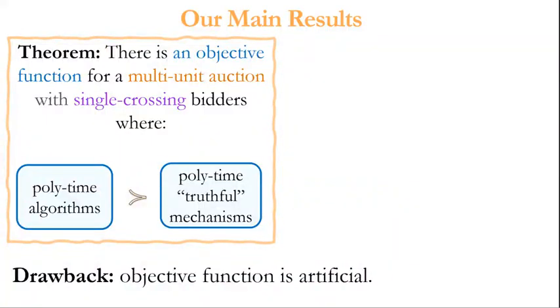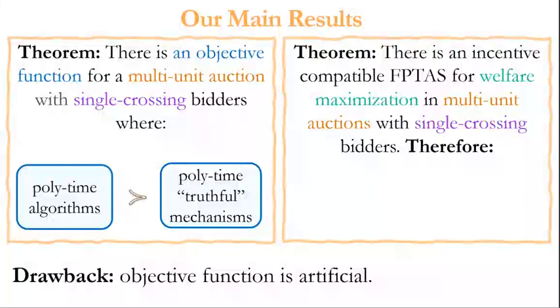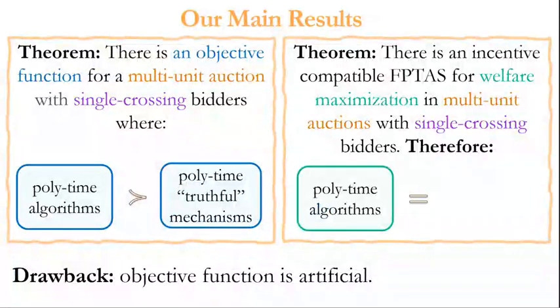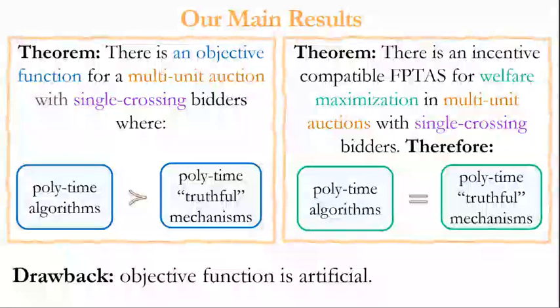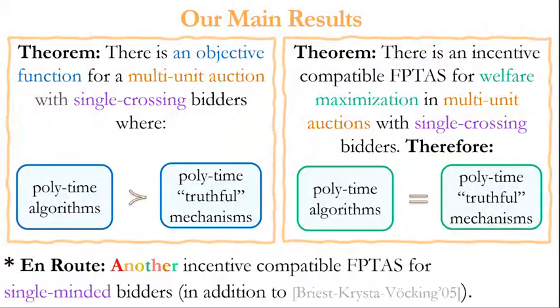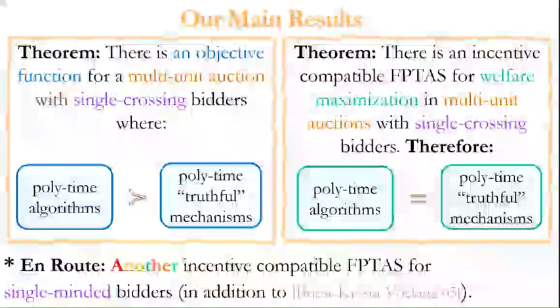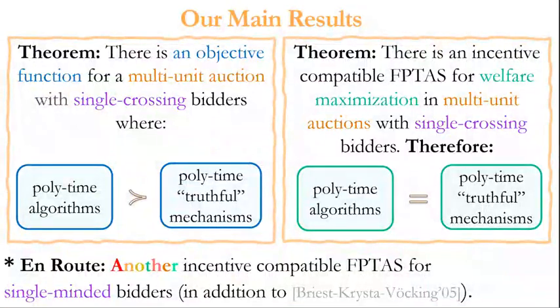Therefore, we also wanted to examine a natural objective function. So we looked at single crossing bidders in a multi-unit auction and discovered that for this natural problem, polytime algorithms are as powerful as polytime truthful mechanisms. And along the way, what we discovered when devising this truthful fully polynomial time approximation scheme is another FPTAS for the problem of single-minded bidders that relies on a different and more direct technique that we have developed and that I'll be happy to talk about offline.